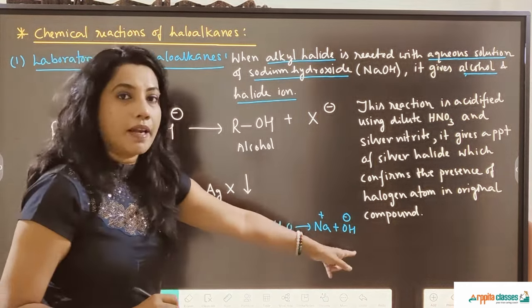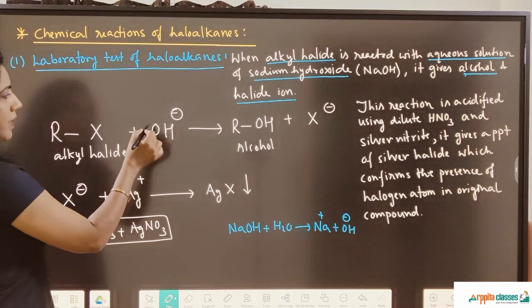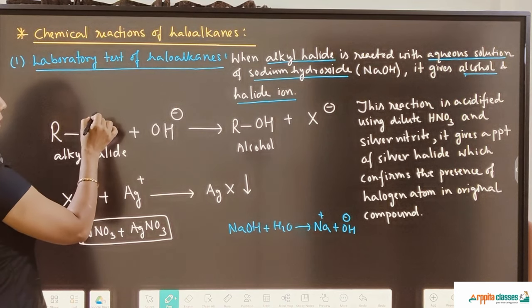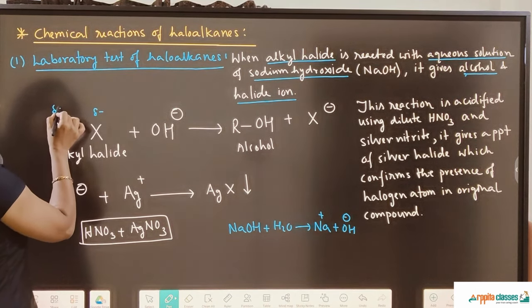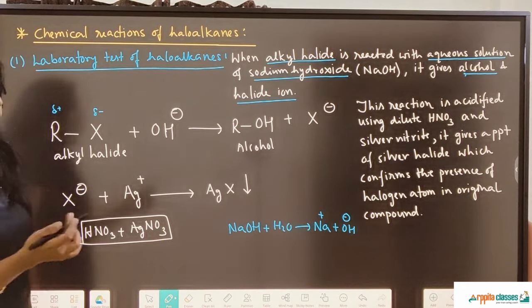So this OH minus will be reacting over here. This X, it will do what? This is actually a polar bond. This is delta minus and this is delta plus. So this OH minus is a nucleophile. This will be acting as a nucleophile here.